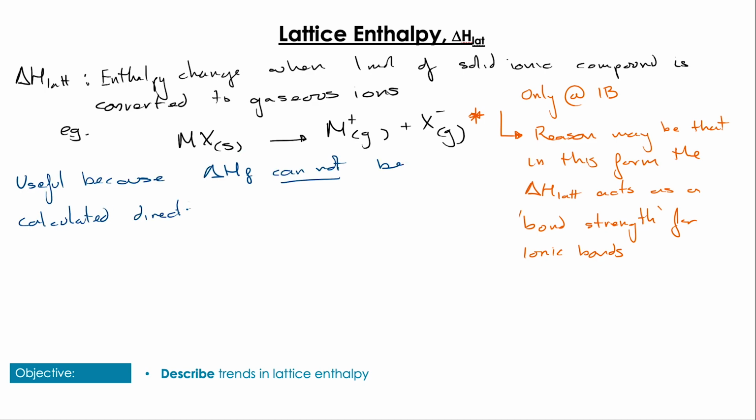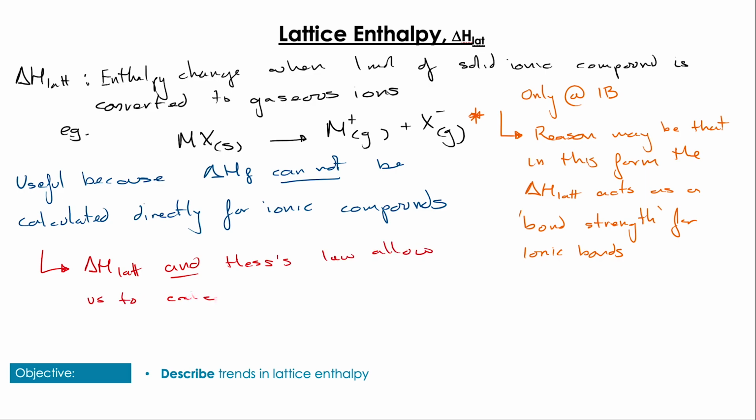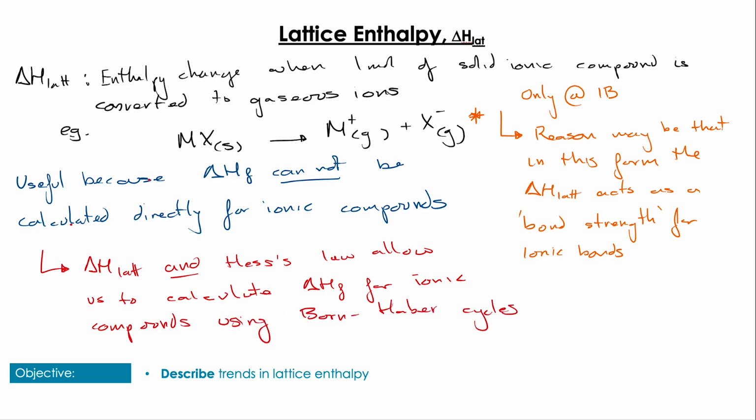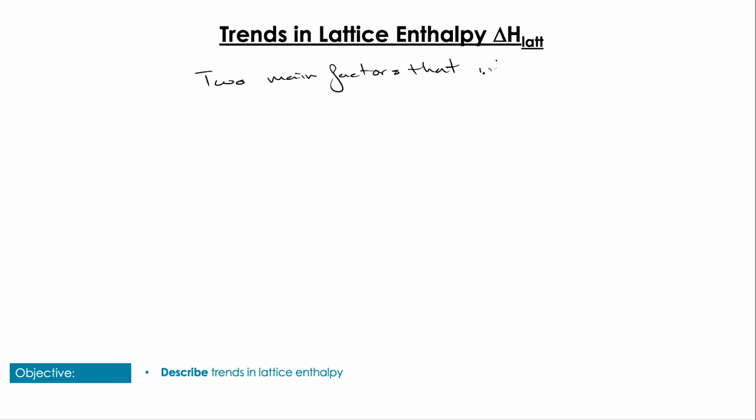And this is very useful because enthalpy of formation cannot be calculated directly for ionic compounds. So what we can do is we can use lattice enthalpy and a little bit of Hess's law to be able to calculate indirectly the enthalpy change of formation for an ionic compound, and we do this using Born-Haber cycles. So before we do that, let's look at 2 main factors that affect the value of lattice enthalpy.